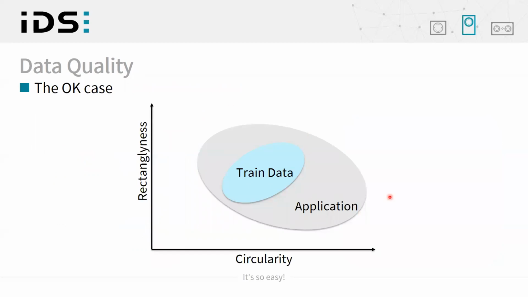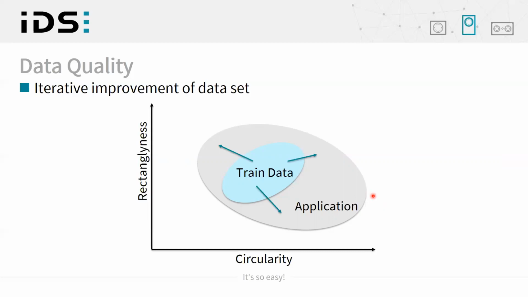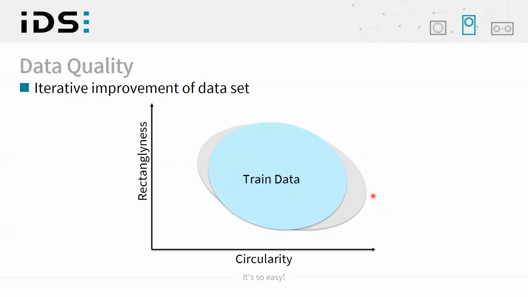But that's not the worst thing, because once you trained your first model, you put it in the application, you learn how your application data will look like, and you can iteratively expand the training data set to cover the application variety. So first goal is to have a representative data set. The best thing is, of course, to take the training data from the same setup you'll later on use the neural network on.